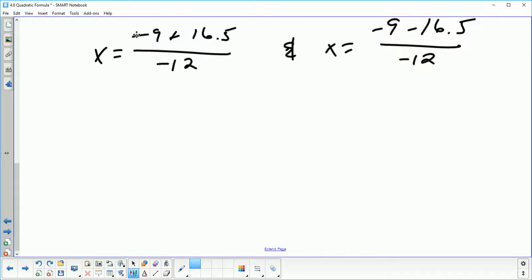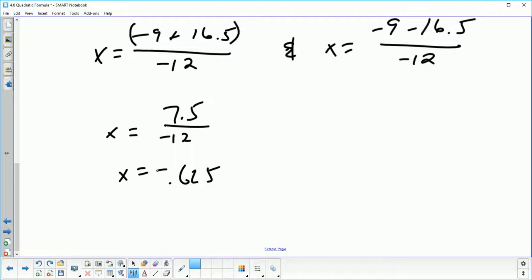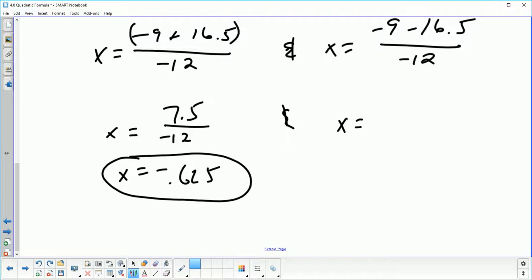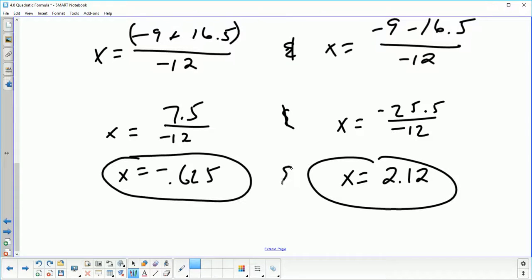Okay, and if we simplify those, remember we've got parentheses here. We need to do the negative 9 plus 16.5 first. That would give us 7.5 over negative 12, and we can keep simplifying that one. We get x is about negative 0.625. Okay, so that would be one solution. And the other one, if we keep simplifying, we'd have negative 25.5 over negative 12. And simplifying that, we're going to get positive, sorry, 2.12. So you see in this case we have two real solutions.